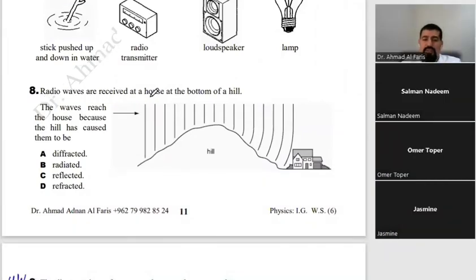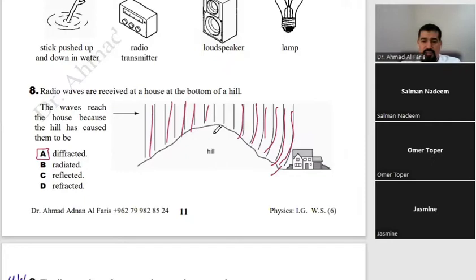Radio waves are received at the house at the bottom of the hill. As you can see, the waves reach the house. Caused by what? It was a plane wave, and as it passed through the hill, it changes direction. It was a plane wave with a curve at the bottom like this. So it changes direction. What is that called? This is called diffraction. Why diffraction?